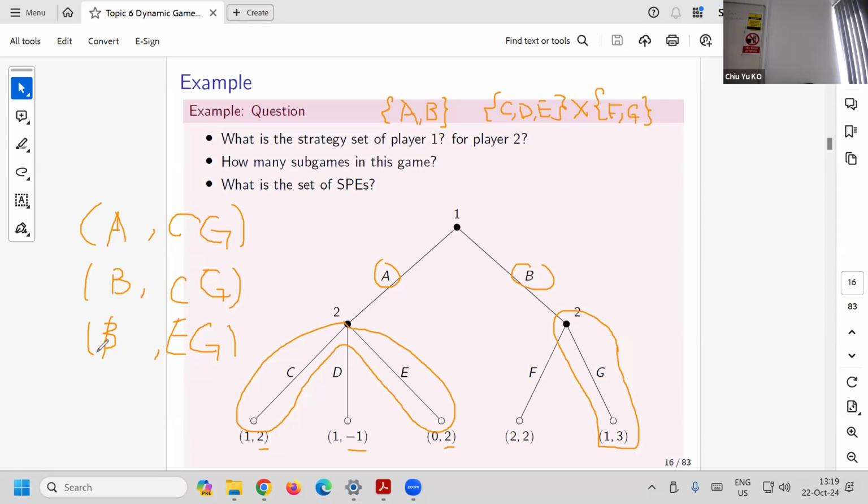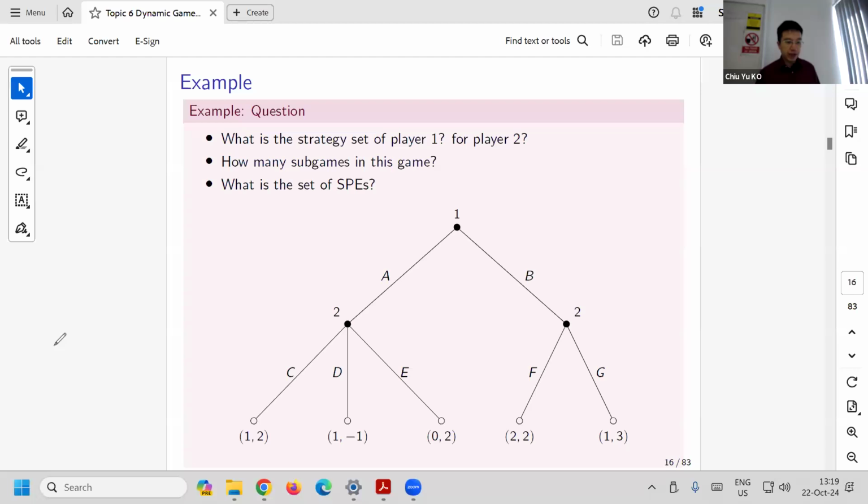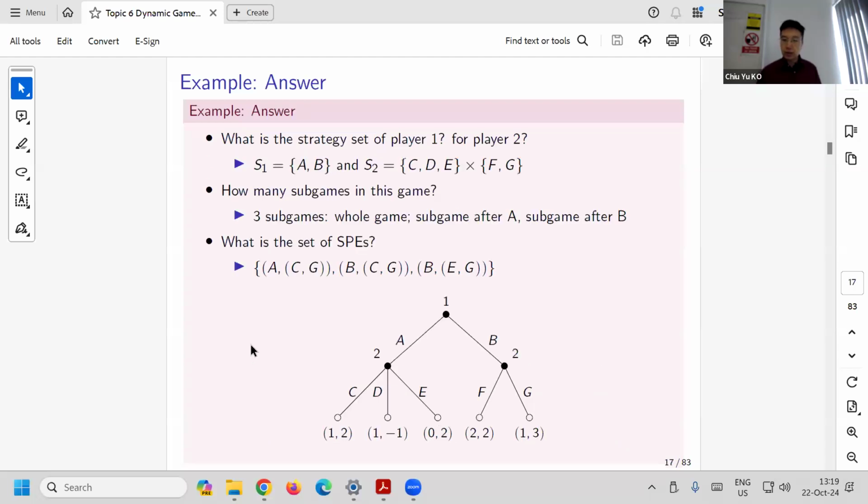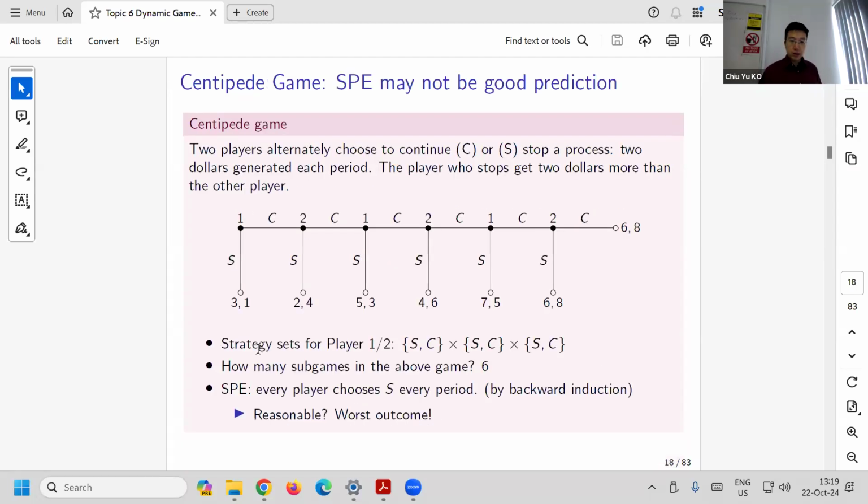Is that clear? Okay. I think I have elaborated the answer on the second page. Yes, it's there. So I hope it is clear what we're doing.